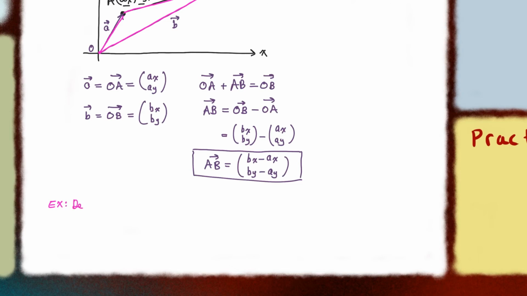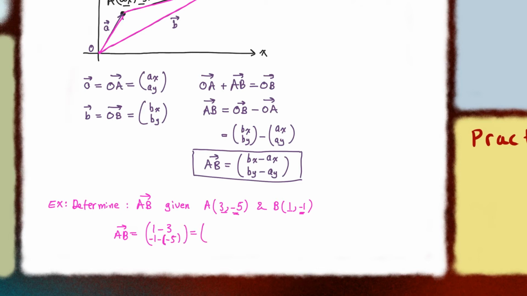A very quick example: let's determine vector AB given the 2 points, point A having components 3 and -5, and point B having x and y components of 1 and -1. To find vector AB, we're going to subtract the components of point A from point B for x and y, so we get 1 minus 3 for the x component, giving us -2, and -1 minus -5, giving us 4 for the y component.